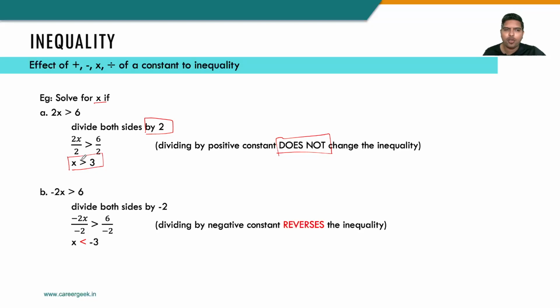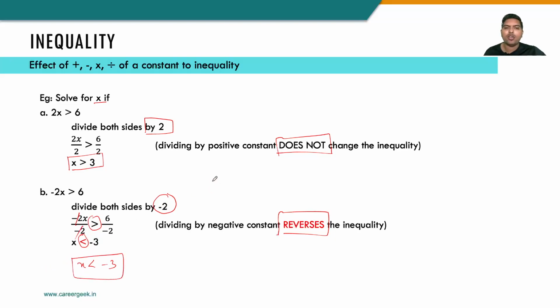So this is straightforward. Now the second one, if negative 2x is greater than 6, to get to x, I need to divide by a negative. And we know if I divide by a negative, the inequality reverses. So this greater than becomes less than. Rest everything, you solve normally. 6 upon 2 is negative 3. Negative 2 gets cancelled. So I write x is less than negative 3.